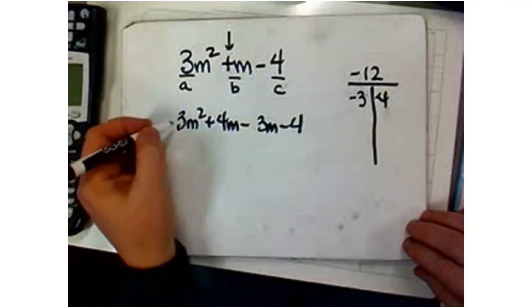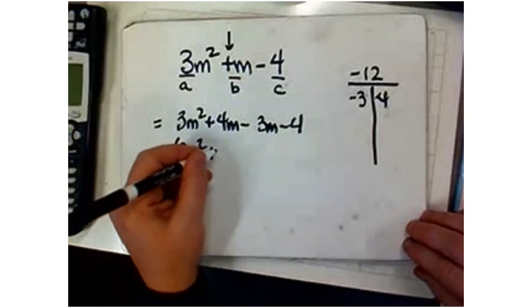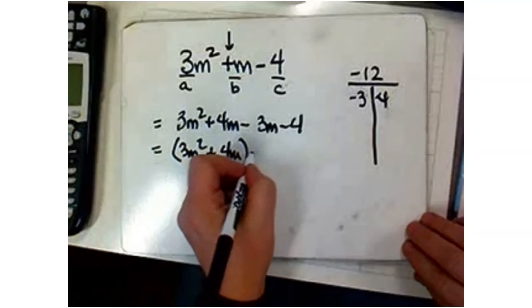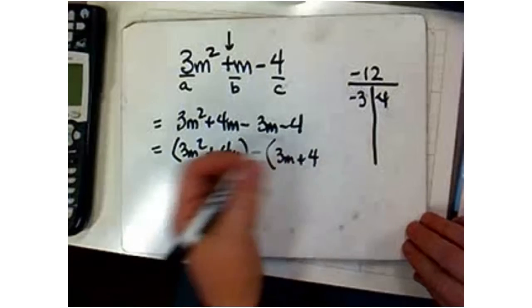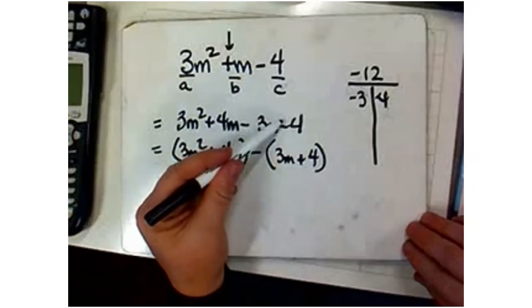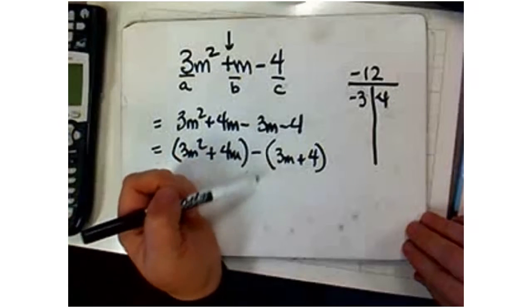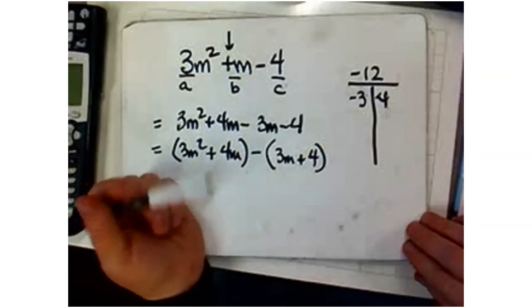So when they group them together, they say the group of 3m squared plus 4m, right, minus the group of 3m plus 4, because they have to apply that negative to the negative 4 and make it a positive, because then when we apply the negative back, it becomes the negative, right?